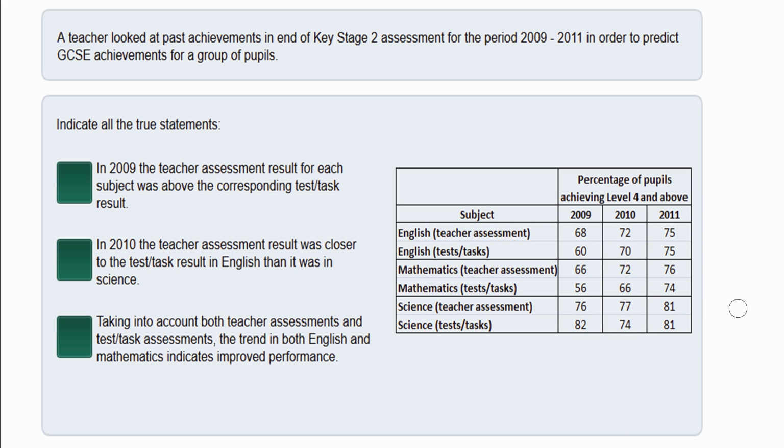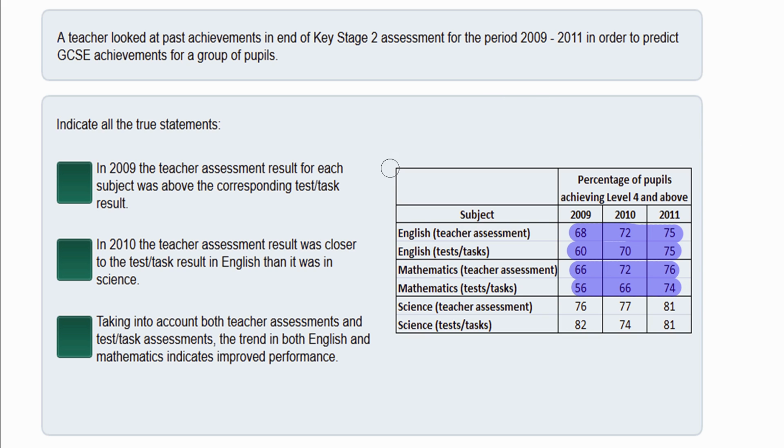Finally, the last statement claims that taking into account both teacher assessments and task assessments, the trend in both English and mathematics indicated improved performance. Well, let's start with the first row. For English teacher assessment, we've gone 68 up to 72 up to 75. In English tests and tasks, we've gone from 60 up to 70 up to 75. For mathematics assessments, we've gone from 66 to 72 to 76, each time increasing. Likewise with mathematics tests and tasks, 56 to 66 to 74.